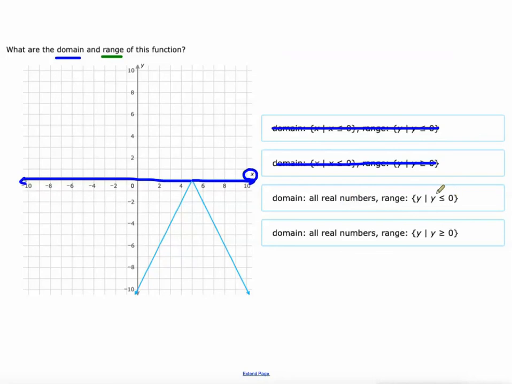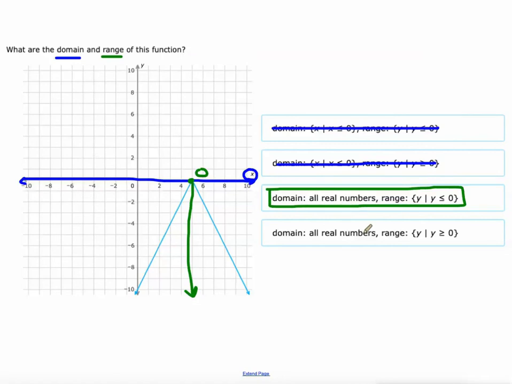So is it all values of y less than or equal to 0 for the range, or all values of y greater than or equal to 0? It definitely, our maximum value is 0, and then it goes down from there, okay? Our possible outputs are 0 and less, all right? So that is this one right here: all real numbers for our domain, and all values of y such that y is less than or equal to 0 for our outputs.